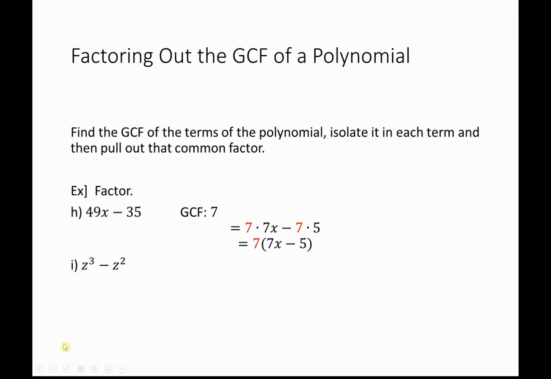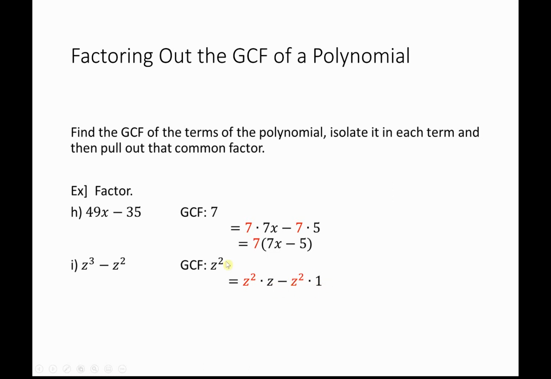Now for I, we need to determine the GCF for z cubed minus z squared. Okay, so there's no real interesting numerical GCF. It's just a 1, but it looks like they both have at least 2 factors of z in common. So z squared therefore will be the GCF. Rewrite this binomial with that GCF isolated, and then of course write whatever leftover factors are there as well.